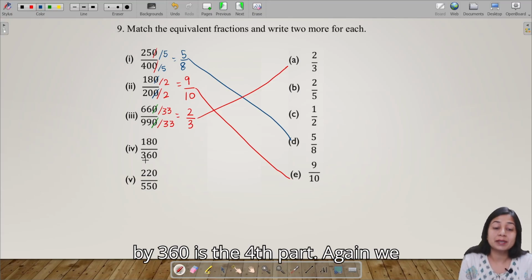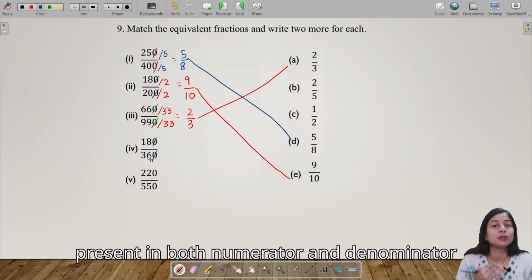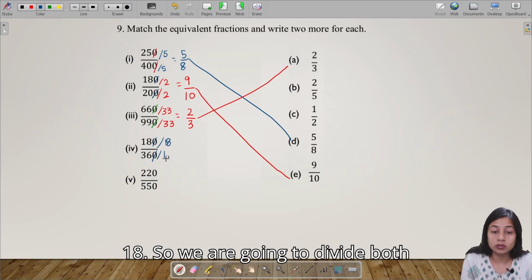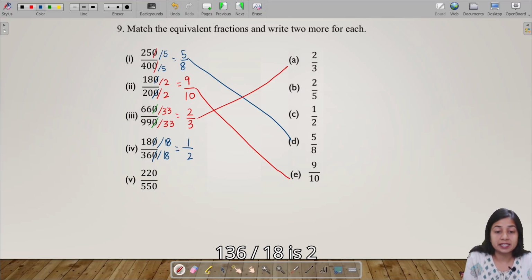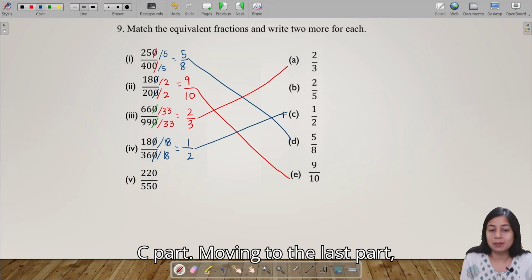Now 180 by 360 is the fourth part. Again, we are going to cancel the zeros as they are present in both numerator and denominator. 18 and 36, their HCF is 18. So we are going to divide both numerator and denominator by 18. 18 divided by 18 is 1. 36 divided by 18 is 2. Half, 1 by 2. This is matching with the C part.